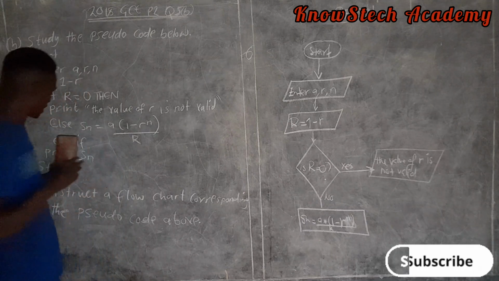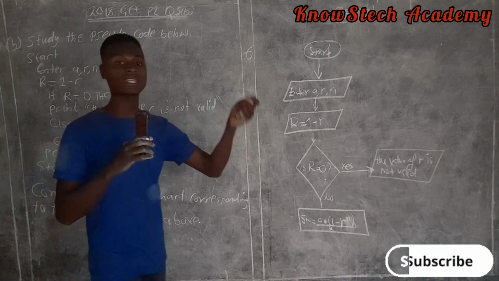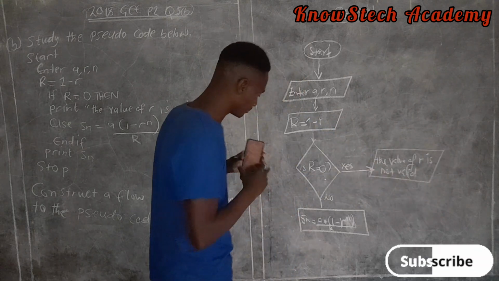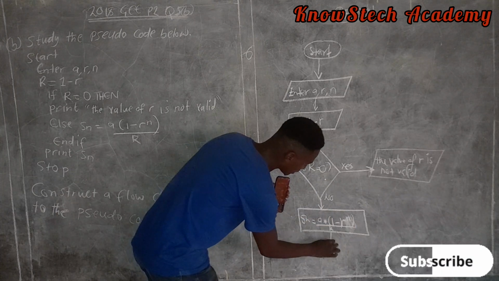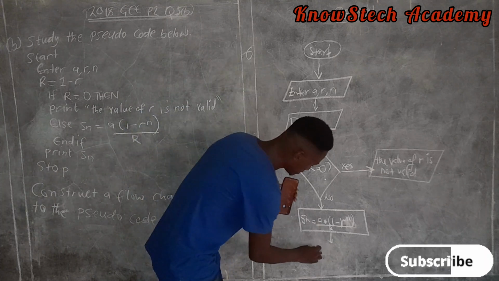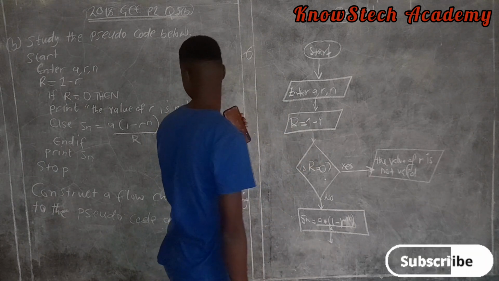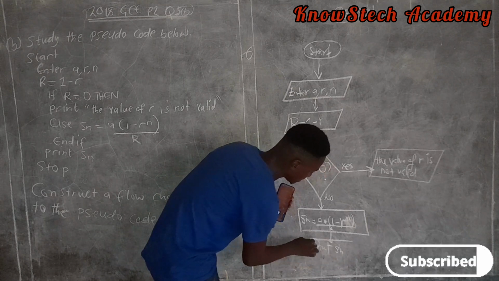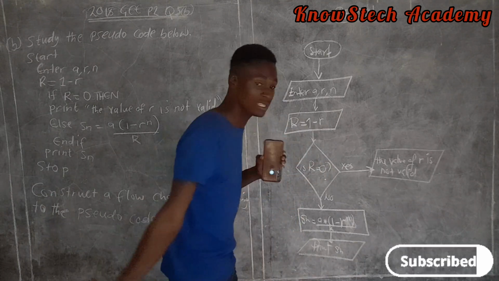And then print Sn. Okay, no problem. Print Sn is the same as display sum, which is Sn. So to this, you make sure you use arrowheads. To display or to enter, you use a parallelogram. So here we're just going to write print Sn. Yes. Print Sn. And stop.